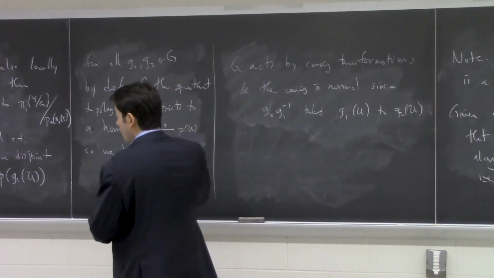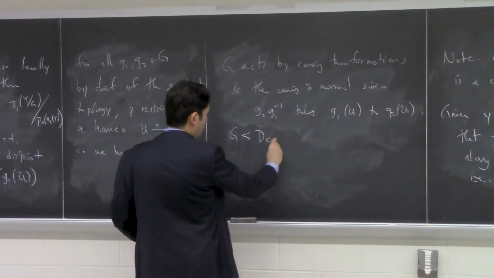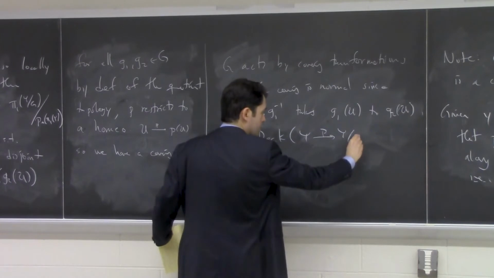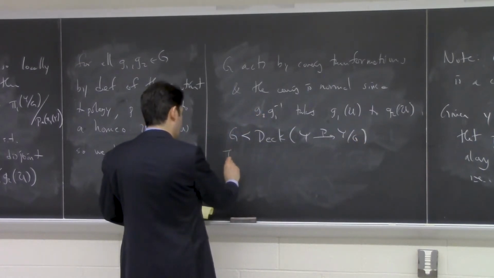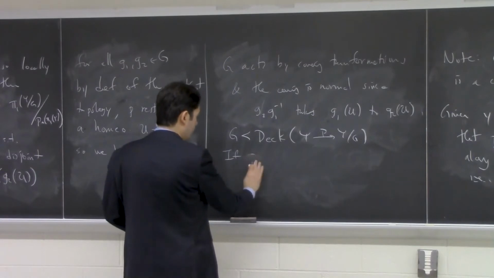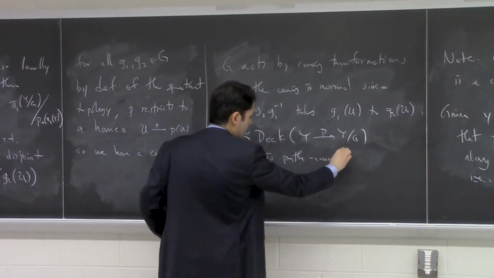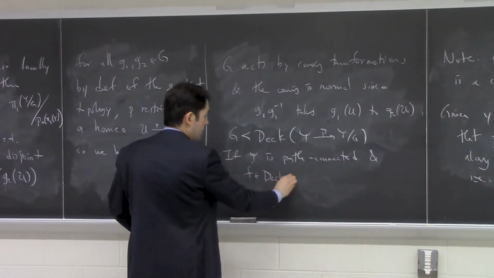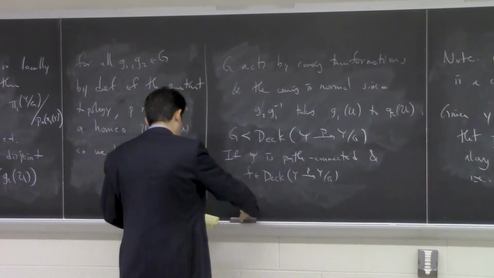So far we have that G is a subgroup of the deck transformations. Okay, so now assume that Y is path connected, and you pick an element of the deck transformations.